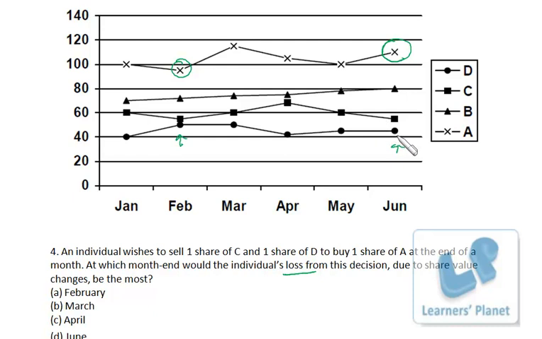So selling sales amount will be less than whatever the buying price of A. So C plus D sales minus A buying, right? So that will be a loss. So in the month of June it is maximum. You can just look at the graph and answer the question. No need to go for any calculation.